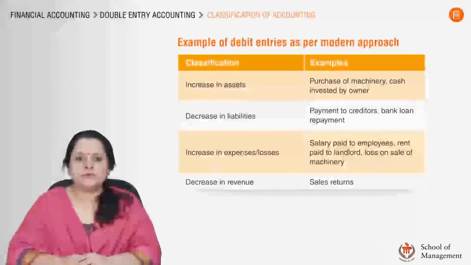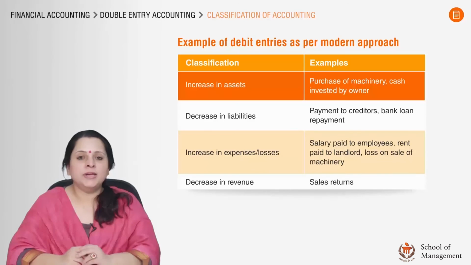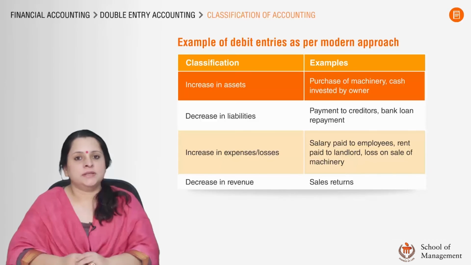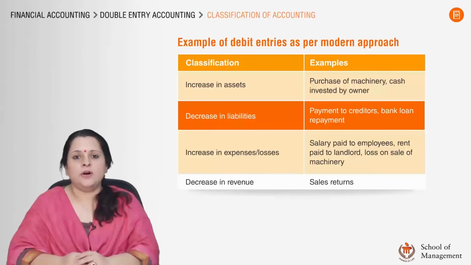Here are some examples of transactions that would need to be debited while preparing journal entries. So, transactions that lead to increase in assets such as purchase of machinery or cash invested by owner in the business have to be debited. Transactions that cause decrease in liabilities, for example, payment to creditors or repayment of bank loan, also need to be debited.